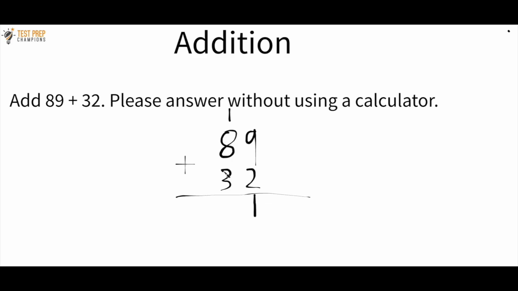Now I'm going to do 9 plus 3. 9 plus 3 is 12. So I'm going to put a 2 here, and I actually don't have anything here in my hundreds column, so I'm just going to stick the 1 down here, and the correct answer is 121.